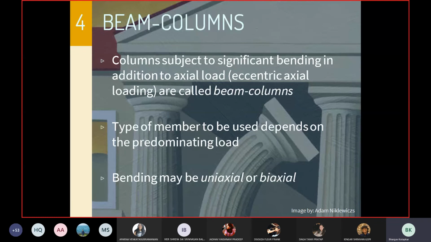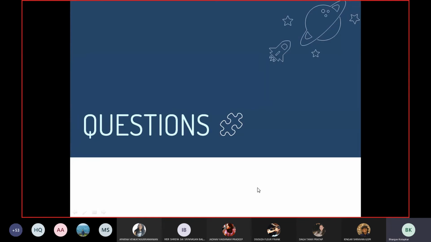And the last one is beam column. A column subjected to significant bending in addition to axial load is called a beam column. We saw the example of edge column and corner column. So we're not going to get into the details of it. Bending will be uniaxial or biaxial. We looked at this. With this, I believe we have enough basic information to start with this course. So any questions here?